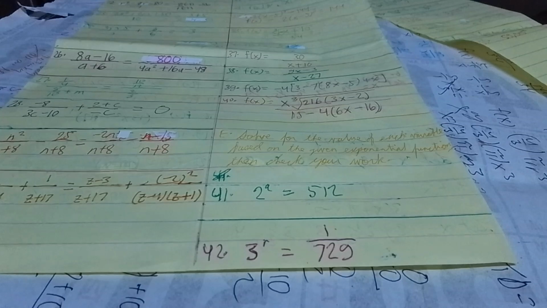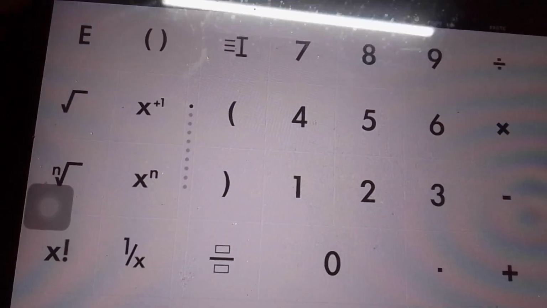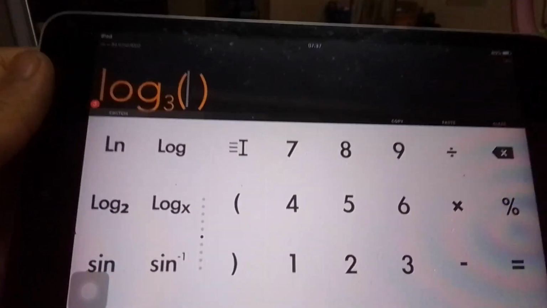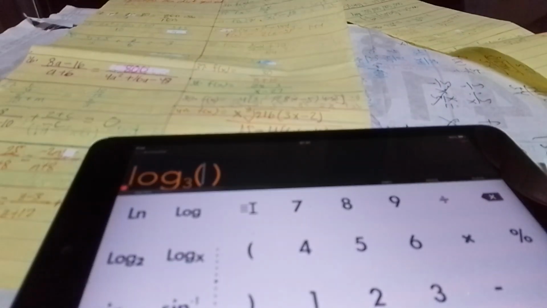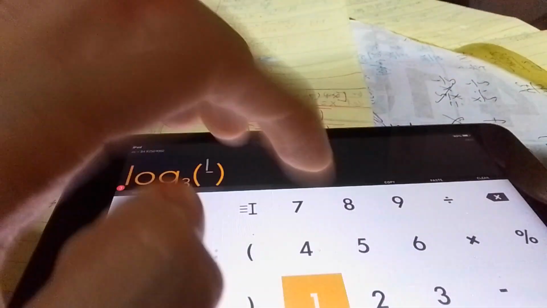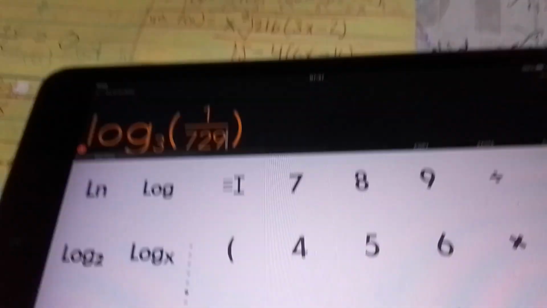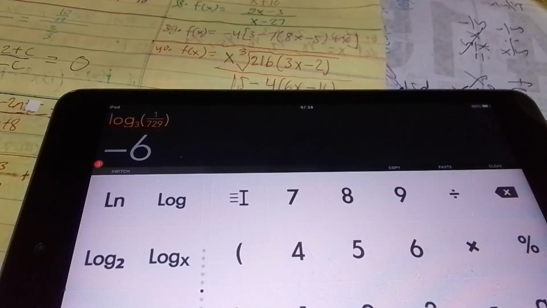Let's see if it makes sense. Remember I said earlier that we're going to use logs, the properties of logs. Remember, you have to find the log function, log base x and then log base 3. So you have the log base 3 of the fraction 1 over 729. Double check. Then press the equal sign and you get negative 6. Correct.